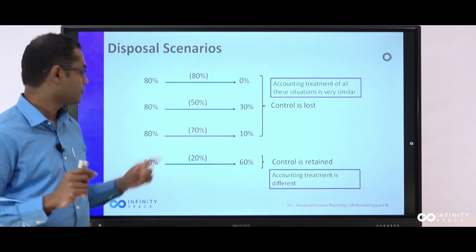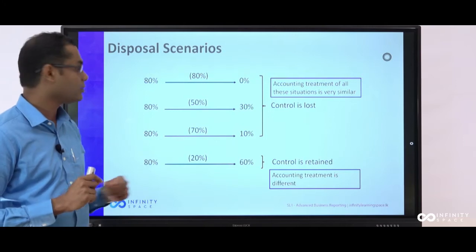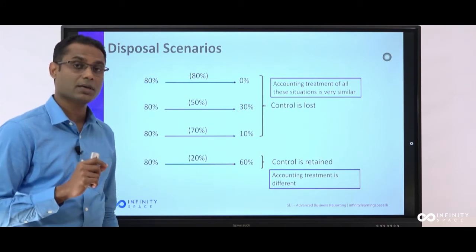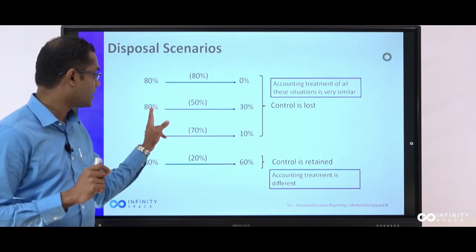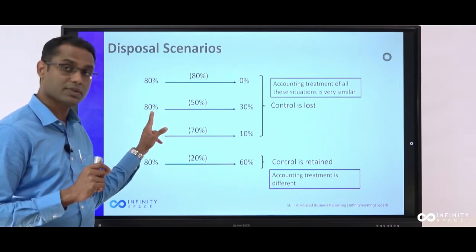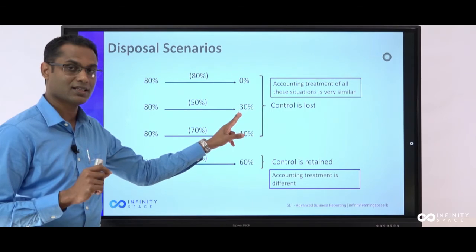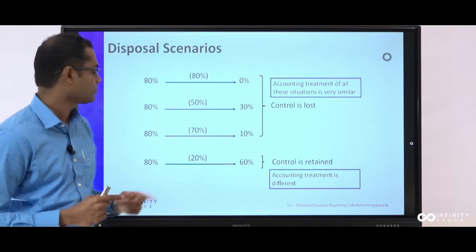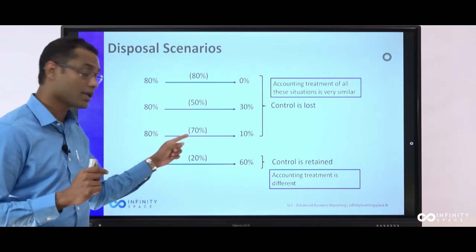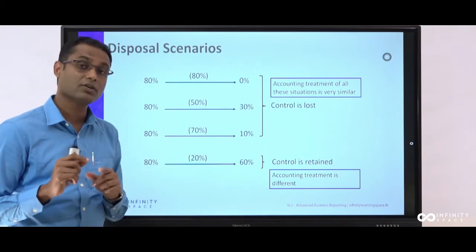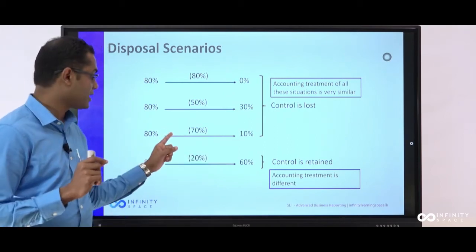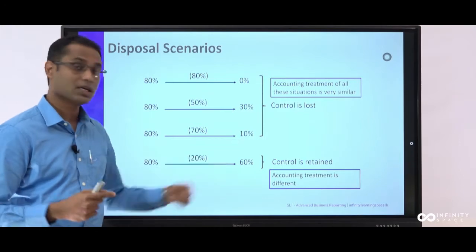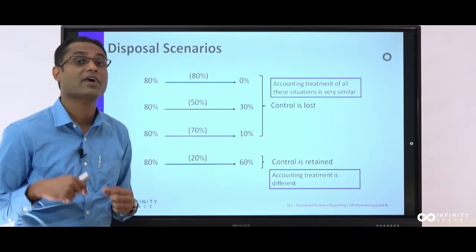Then the second scenario is the parent had 80% over the subsidiary, and the parent is disposing of 50% of the stake. So the remaining interest in the subsidiary is 30%. After disposing of 50%, this subsidiary has become an associate. You just have only 30%, you just have significant influence when you have 30% normally. Then the third scenario is the parent had 80%, the parent is disposing of 70% and the parent is holding only 10% after the disposal, which means the subsidiary has now become a normal investment. So the share investment has to be accounted for as a financial asset.